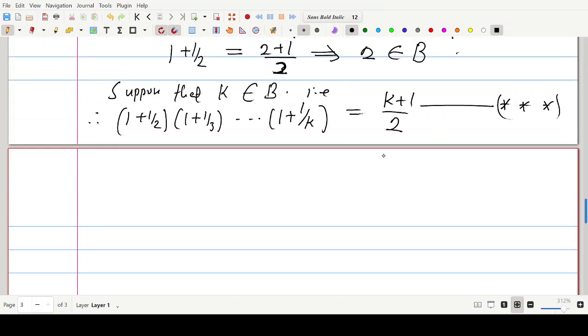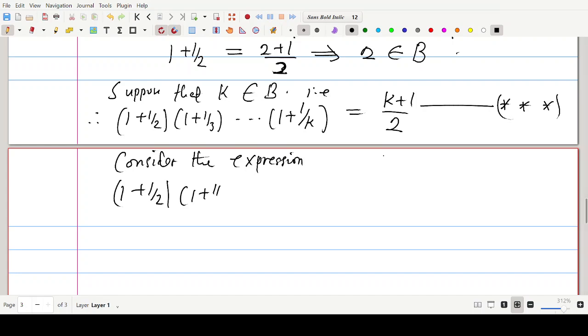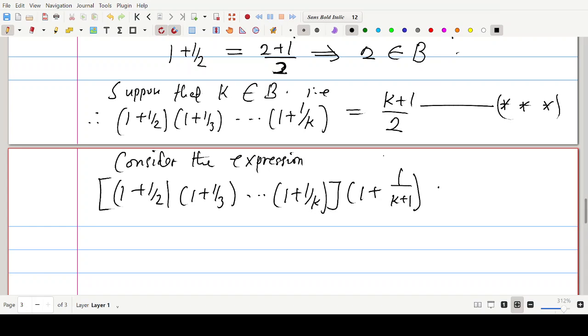So we continue the work from this page. Now, next we consider the expression. From this supposition, we want to establish that the statement is true for the positive integer k plus 1. So for that, we consider the expression. We have 1 plus 1 over 2, 1 plus 1 over 3, until you get to 1 plus 1 over k, then multiplied by 1 plus 1 over k plus 1. Hope you can see that. And this is the expression we are considering.